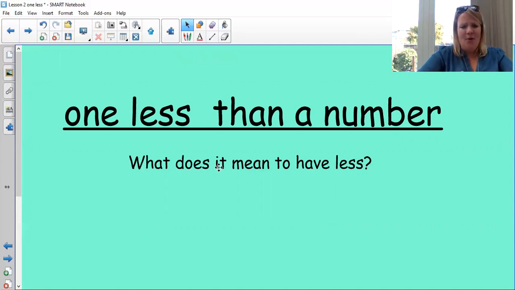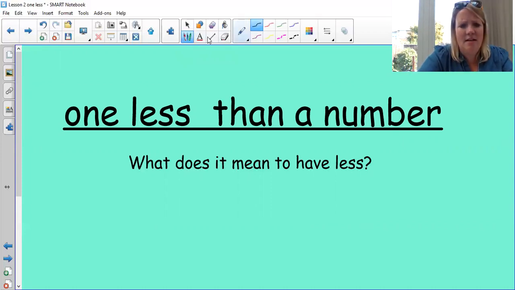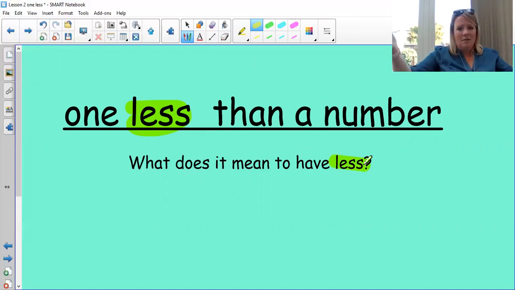One less than a number. Who can make some predictions? Because it's that word here that we're looking at, that word less. Okay, so yesterday we looked at one more, which meant our answer got bigger, and it was a greater amount. We had extra. So what do you think the opposite to that is, having one less? What do you think might happen to the amount we've got?